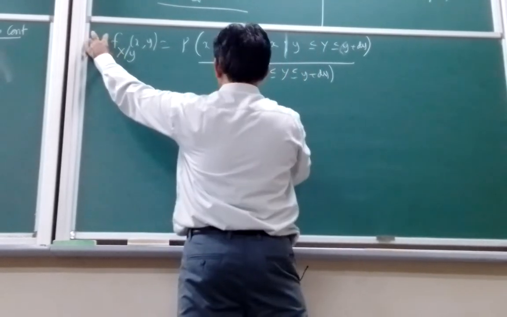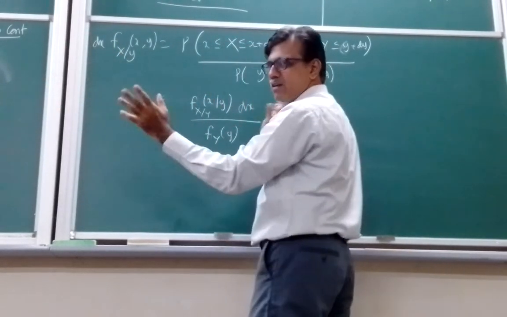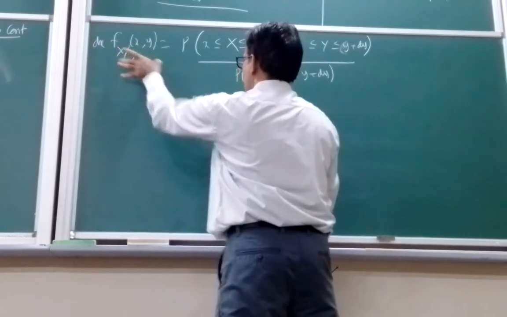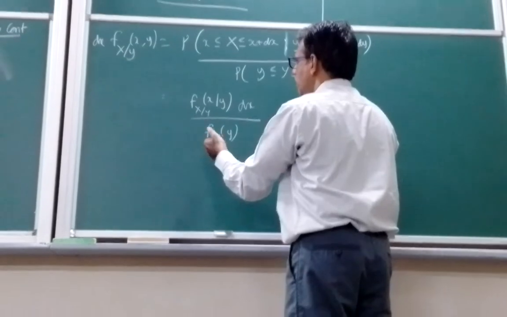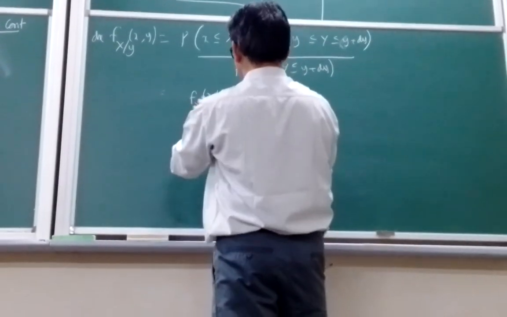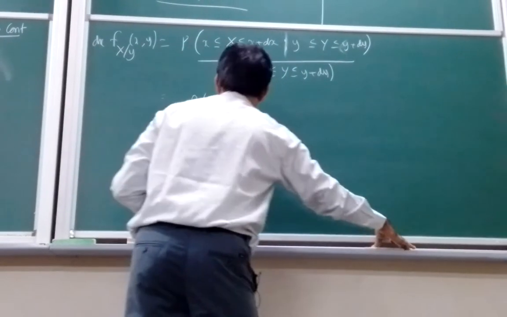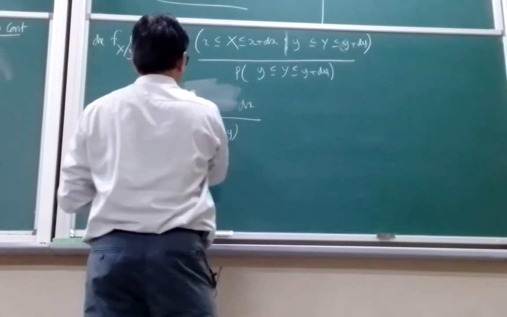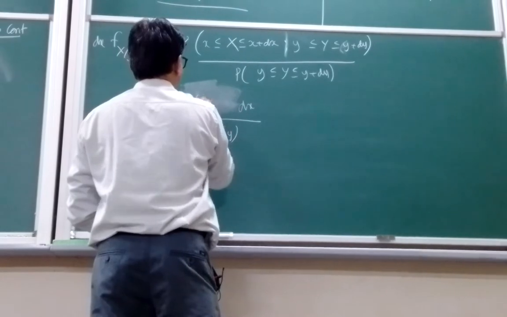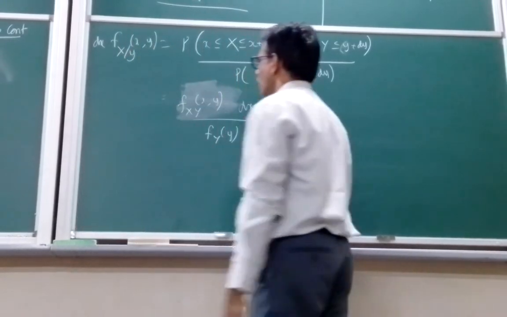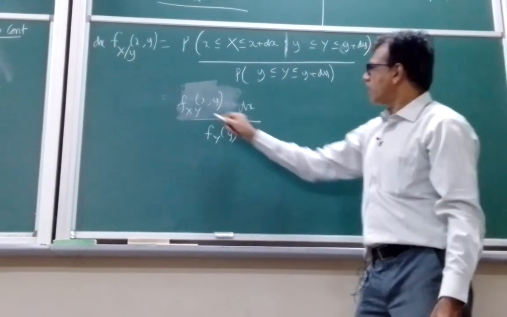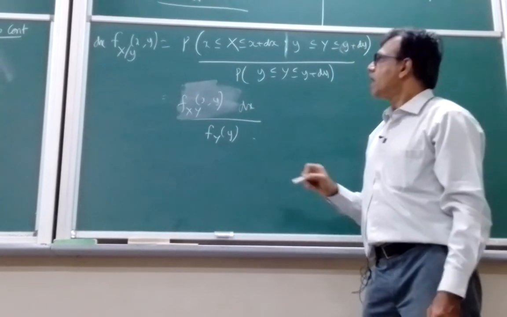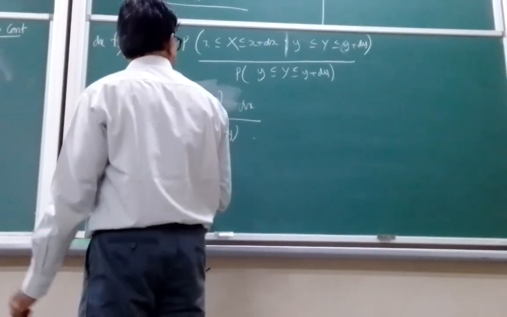Then this dx and this dx can be removed. It's only for correctness sake we have put. Then this conditional density function is the ratio of the, sorry, this is not this one, f(x, y). That is what this one is. So we can formally write this equal to this. Now we will take some examples.